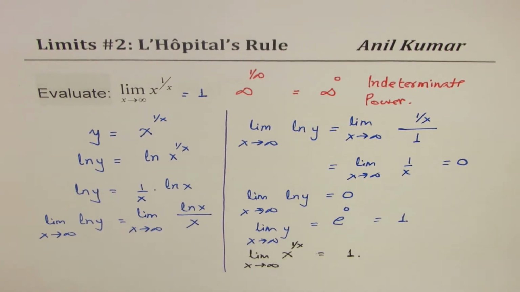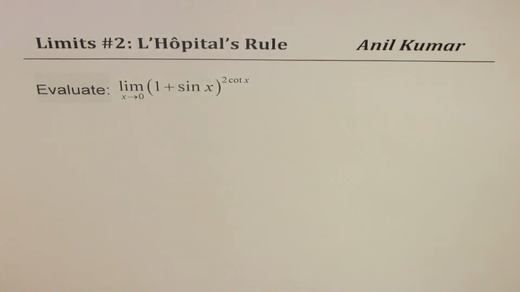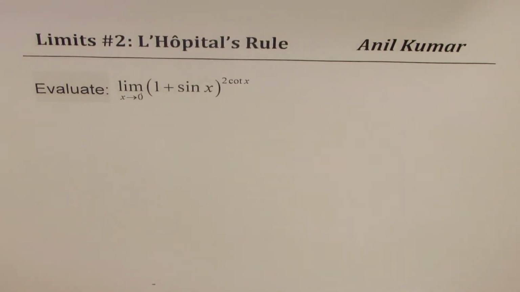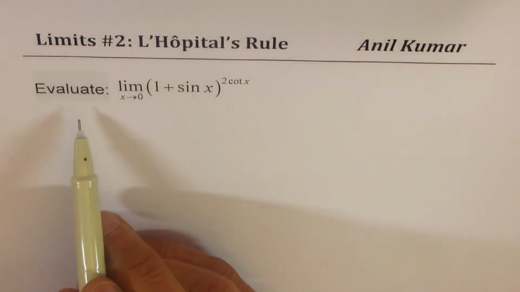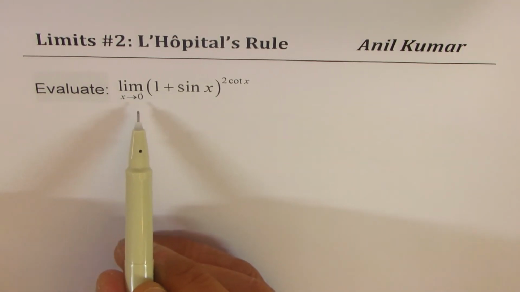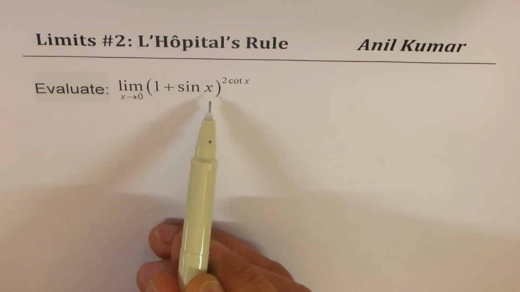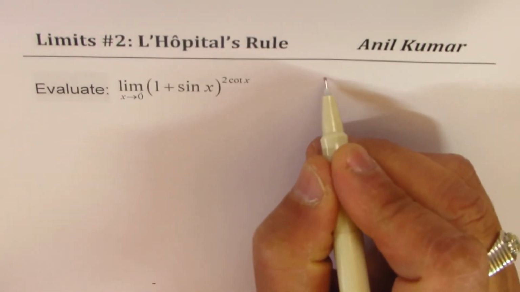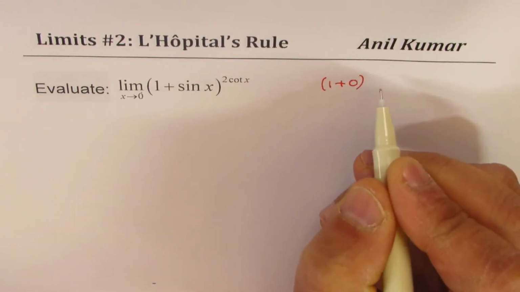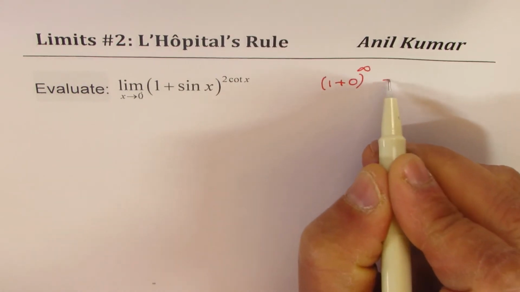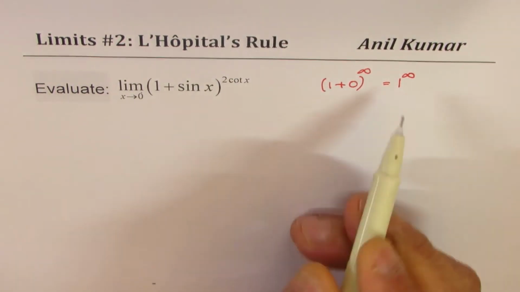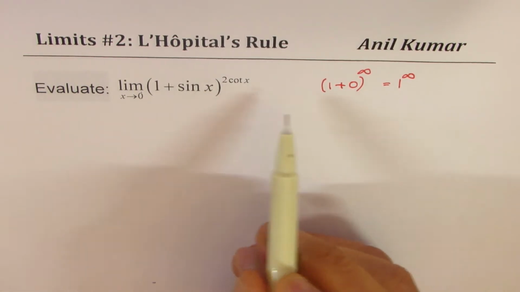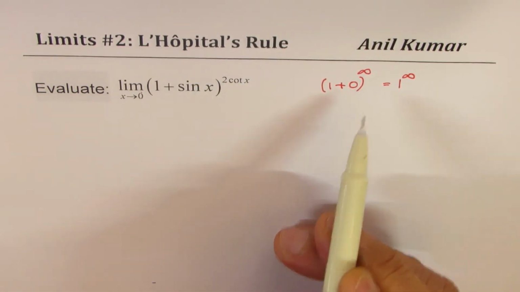Now let's take another example, which is based on trigonometric functions. Now let's take the limit for the trigonometric function. We need to evaluate limit when x approaches 0 for 1 plus sine x to the power of 2 cot x. If I substitute 0 here, I get 1 plus 0 to the power of infinity, right? Which is 1 to the power of infinity. Now that is an indeterminate of power type. So we could actually apply L'Hopital's rule and solve this question.